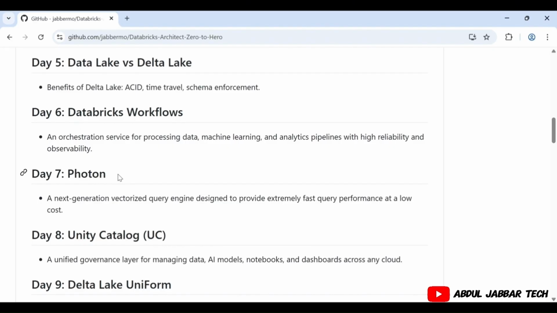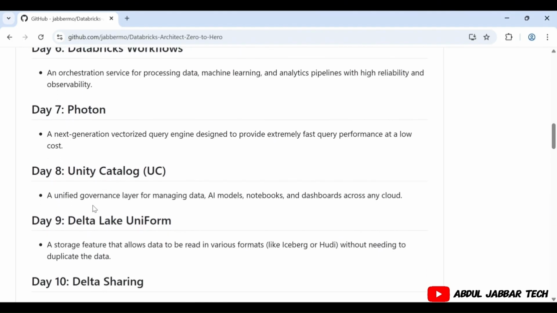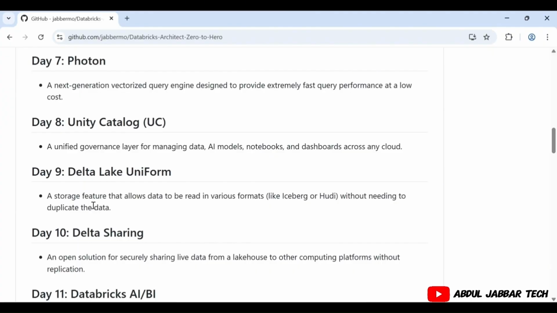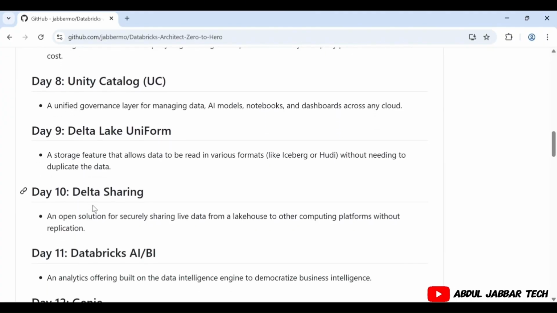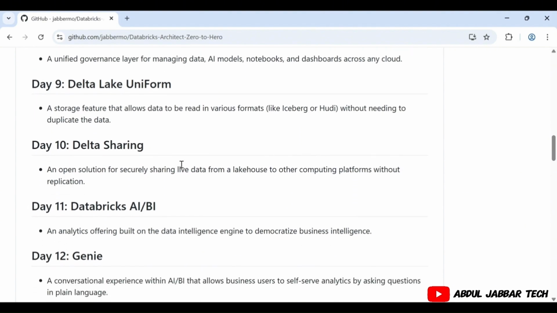On day six, we'll look at Databricks workflows. On day seven, we'll have a look at Photon. And then day eight, we'll have a look at Unity Catalog. What is Unity Catalog? That's a data governance offering from Databricks. And then when should you be using it, what's the problem it solves, and where does it fit in the entire architecture. And then on day 9, we'll look at Delta Lake UniForm and Delta Sharing, which is a capability that will allow you to share your data with external computing platforms like Snowflake, Microsoft Fabric, and others.